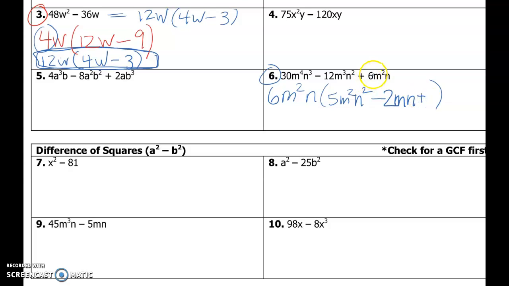And then last but not least, if I divide 6 by 6, I get 1. M squared and m squared will reduce, n and n will reduce, and I will get just 1. So I factored out the greatest common factor, which was 6m squared n, and this is what I got.